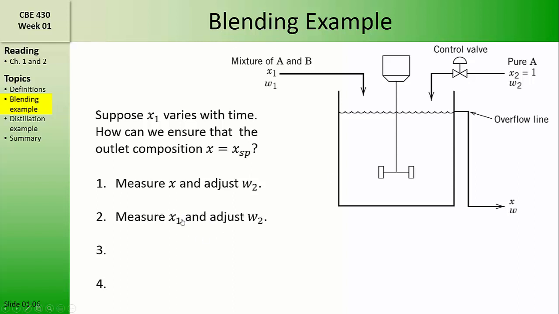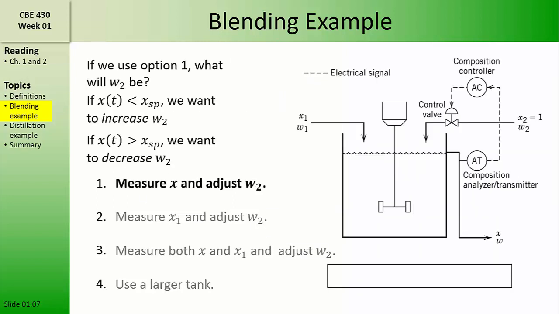Another scheme might be to measure X1. Since X1 is going to vary with time, if we know how X1 varies with time, we could measure it and then adjust W2 accordingly. Of course, that suggests that we could also measure both X and X1 and make the necessary adjustments to W2. If we know something about how X1 changes with time, for example, maybe we know that X1 oscillates, deviating a little bit positive and a little bit negative from some nominal average value, then we might simply control X by just making the tank larger. A large mixing tank will average out the fluctuations in the incoming composition, and maybe we don't need any measurements or adjustments in W2 at all.